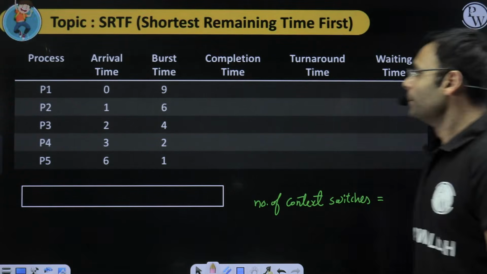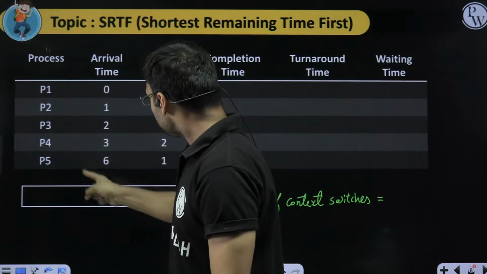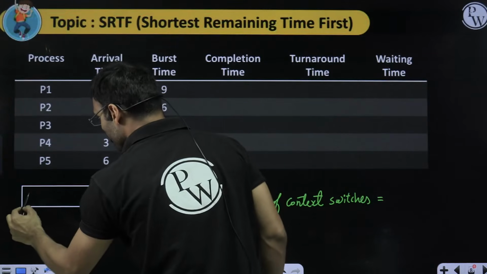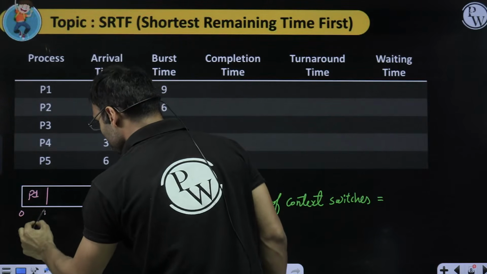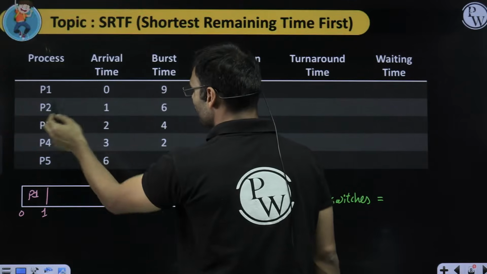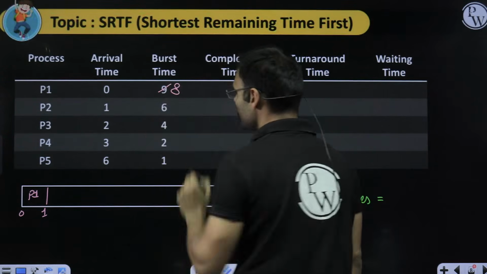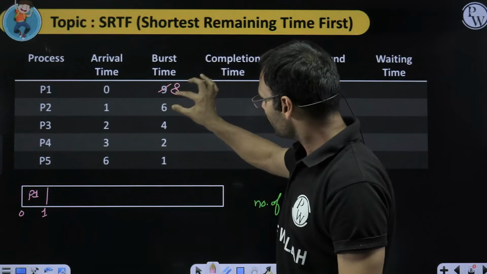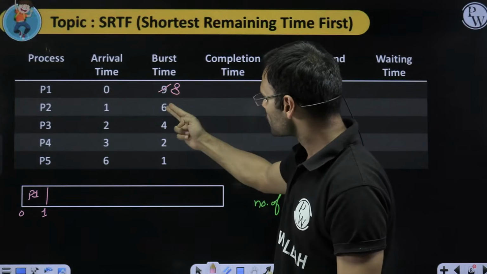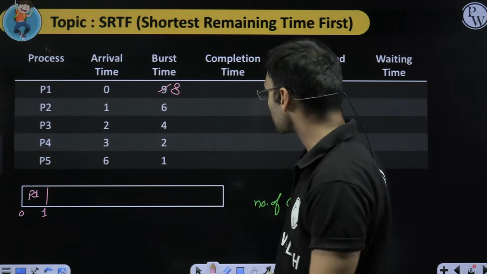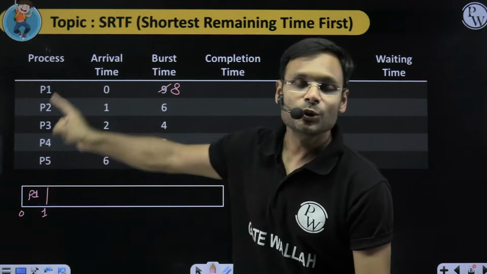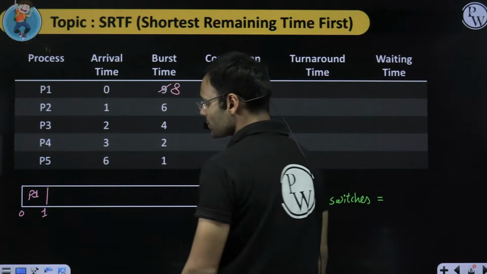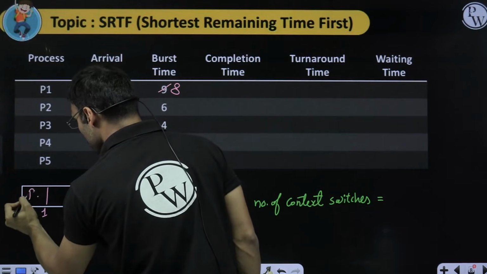Okay, P1 only arrives at time 0, so I'll have to start with P1. P1 will run for 1 time duration. At 1, P2 arrives. Its remaining time is 8. P2 is smaller? Yes, so P1 is preempted. P2 executes with the smaller time 6. Here the remaining execution time is 8. 6 is smaller. The newly arriving process will preempt the current P1 process. P1 is preempted, and P2 runs now.